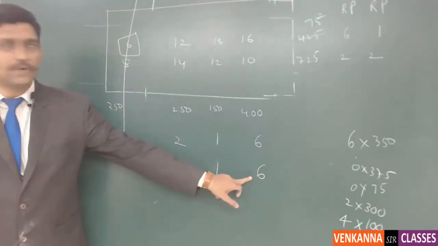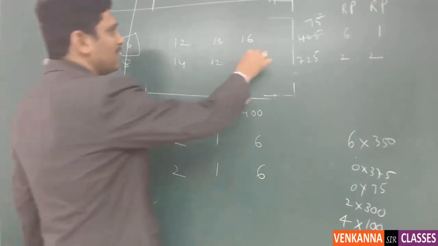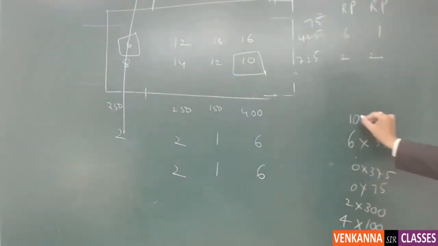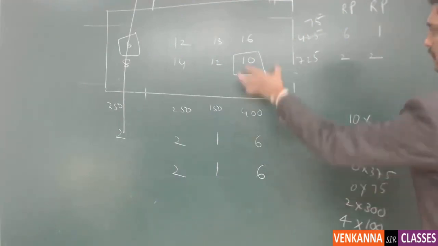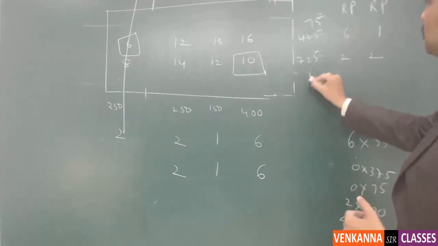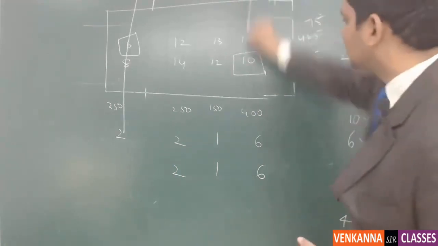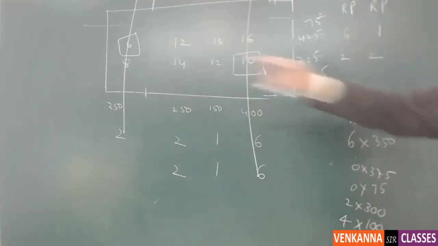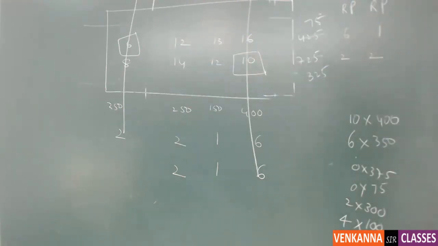So here the value is 2, the value is 1, the value is 6. So again 6 we are going to choose. The smallest value is 10 here. We are allocating 10. The smallest is 400. So 10 into 400. It will become 325. The column gets cancelled. This is the remaining matrix. Please check on that.